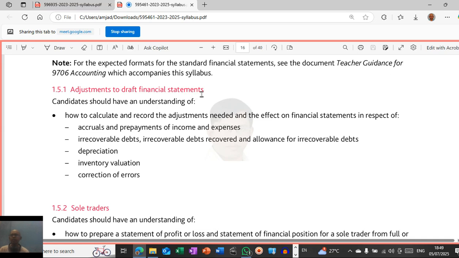So, adjustments to draft financial statements. Candidates should have an understanding of how to calculate and record the adjustments needed and the effect on financial statements in respect of accruals and prepayments of income and expenditure accounts. So this is the accrual concept, the matching principle. Then irrecoverable debts, irrecoverable debts recovered and allowance for irrecoverable debts, depreciation, inventory valuation, and correction of errors.